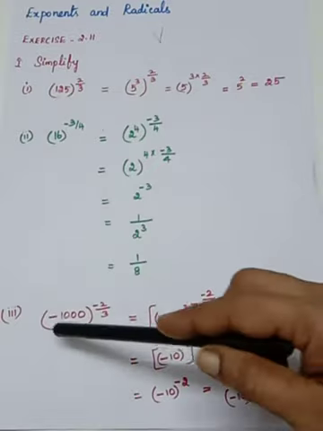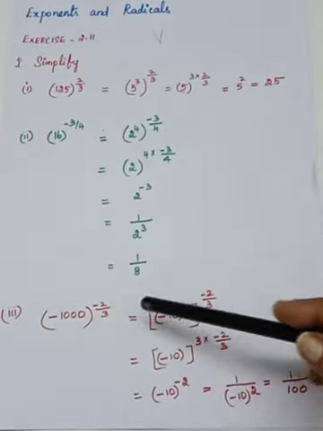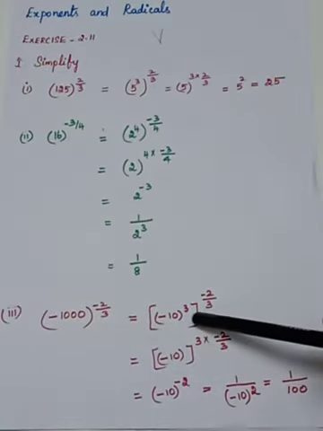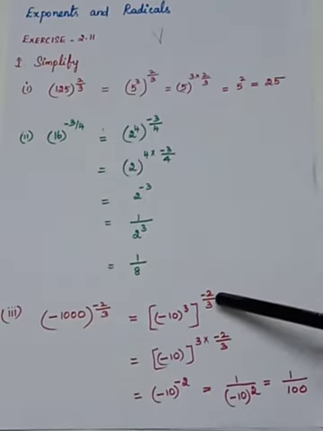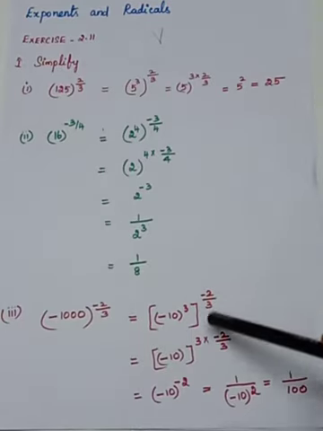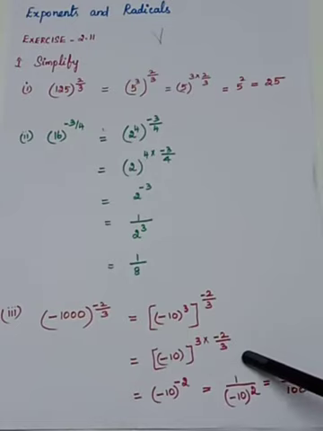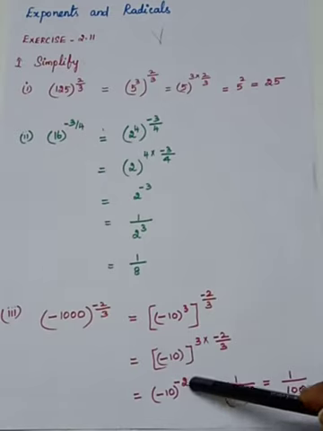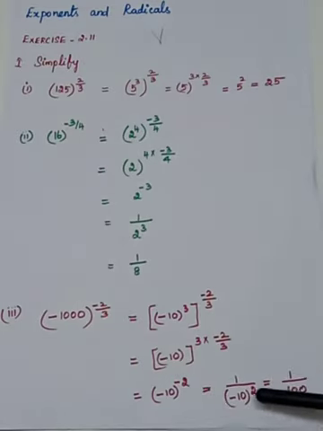And come to here, minus 1000 the whole to the power minus 2 by 3. Minus 1000 can be written as minus 10 the whole cube, the whole power minus 2 by 3. You just multiply the power 3 into minus 2 by 3. 3 gets cancelled, so here it is minus 2. The power is negative, so this can be written as 1 by minus 10 the whole square. What has to come? Minus 10 into minus 10. Minus into minus will become plus, so it is 100.